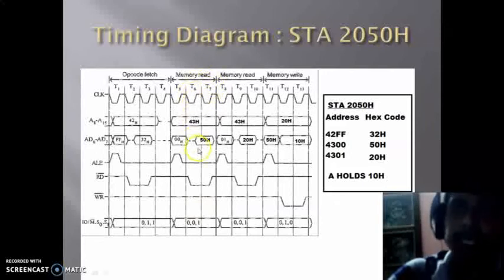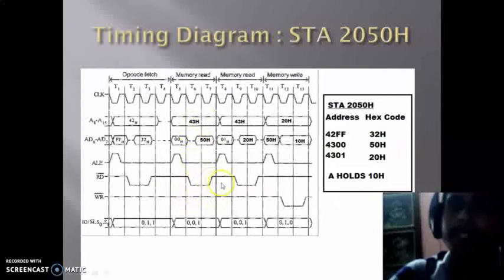Now for the T6 and T7 T states of the first memory read machine cycle, the data is placed onto the data bus. Here the lower order multiplexed address data bus now behaves like a data bus. So 50 is placed on the data bus, and the higher order address remains the same. ALE is low in this section because the bus operates as a data bus, and the read operation is going on, so read is low, and no write operation is going on, so write is high.